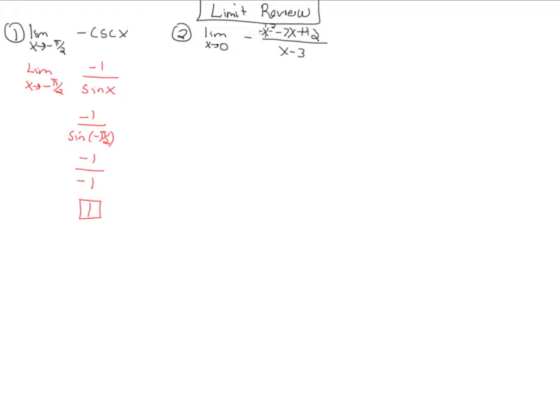In example number 2, I tried direct substitution, and I get a number. So let's see, that gives me a negative 0 minus 0 plus 12 over 0 minus 3. So that would be a negative 12 over a negative 3, which is a positive 4.